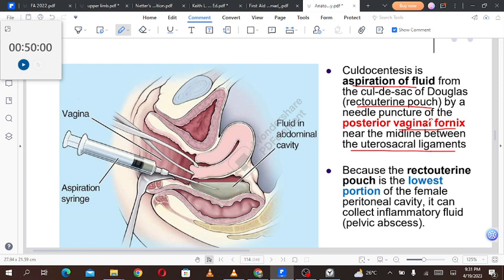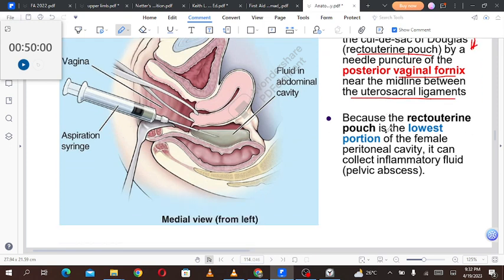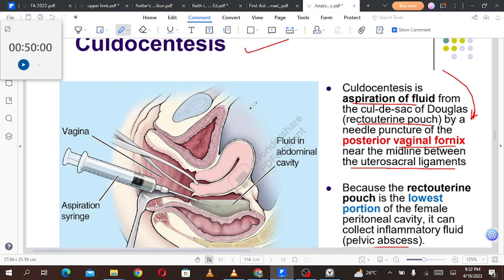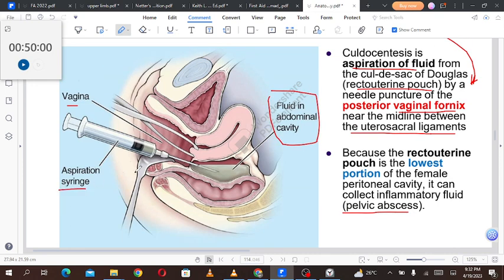Okay, so remember this location: we are entering the syringe through the vagina, and from the vagina we are basically puncturing the posterior vaginal fornix near the midline between the uterosacral ligaments to enter this pouch of Douglas, and then we take the aspirate from that. Because the rectouterine pouch is the lowest portion of the female peritoneal cavity, it can collect the inflammatory fluid in a pelvic abscess. So if there is a pelvic abscess, the fluid will accumulate in the cul-de-sac because that is the lowest point of the peritoneum. Here you can see the vagina, and then the fluid in the abdominal cavity over there. Then we have the aspiration syringe and so on.